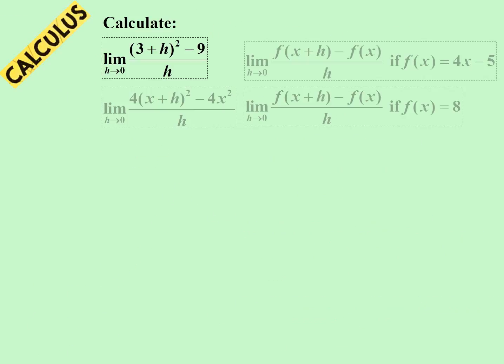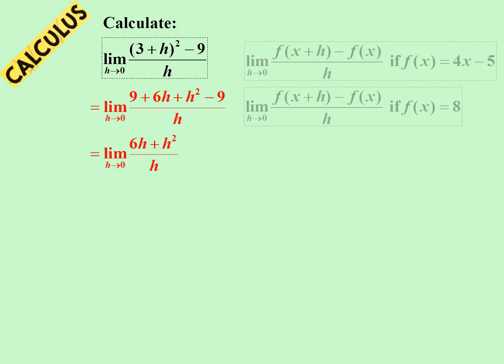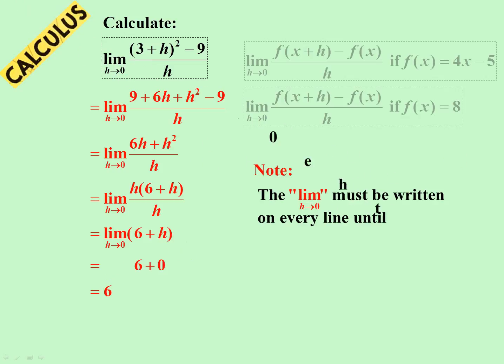So let's have a look at some exercises, right? First, let's work out some limits. Just a case of multiplying out, substituting 0 for h. Multiplying out, simplifying. Now we can substitute 0 for h, and we get 6. Notice the limits written on every line. And finally, there's no limit written there because we've substituted.